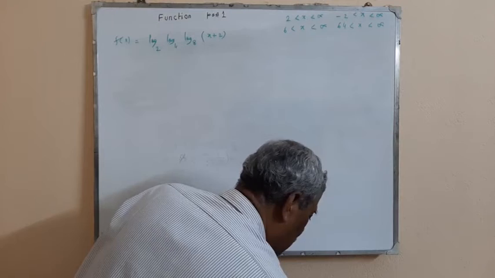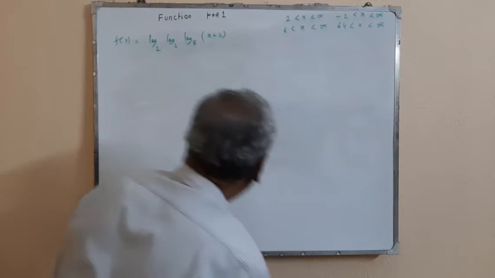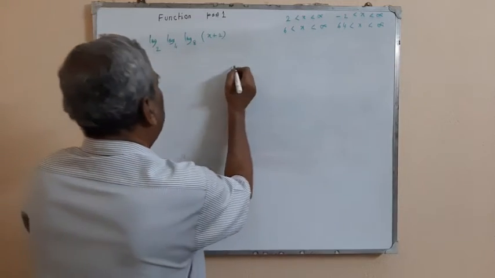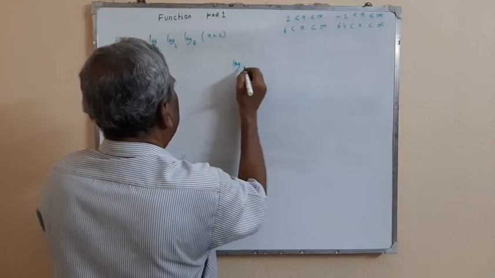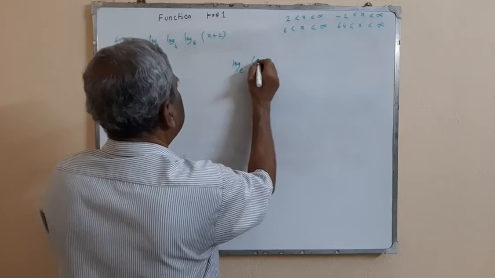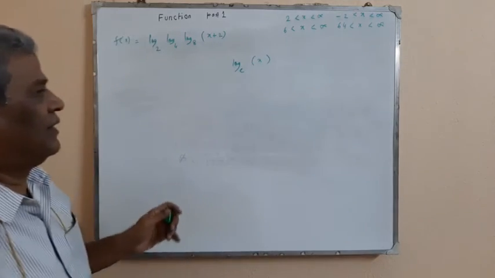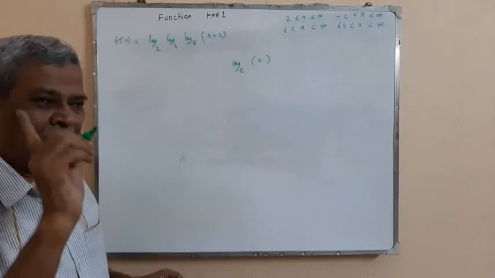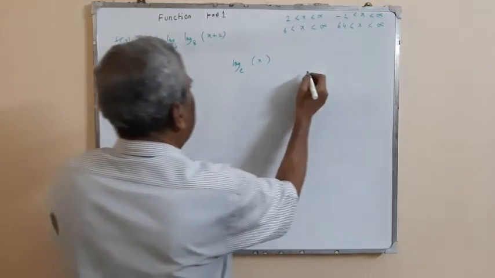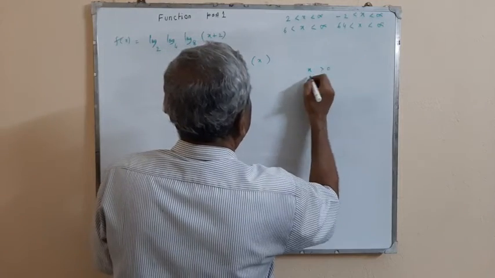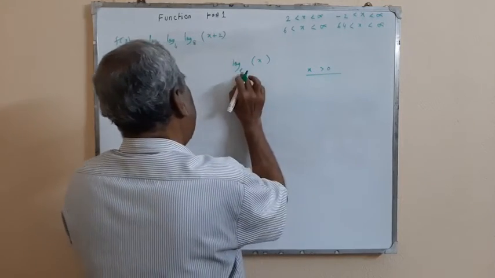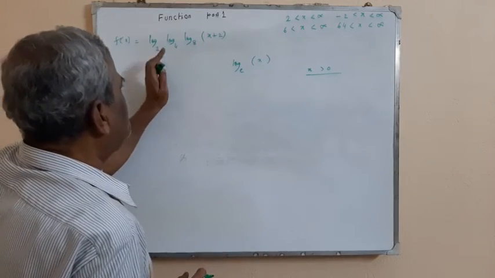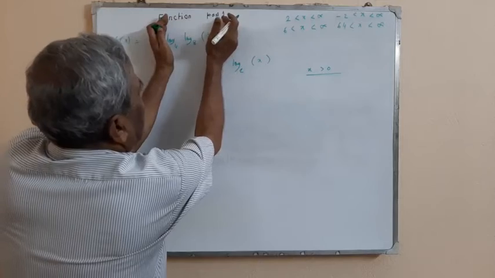It is basically a log function. Log function bases are different. So log of, say, base e x, this function is defined if x is a positive quantity, that is, if x is greater than 0, whatever the base. Here, the log function's base is 2 and f(x) is that.